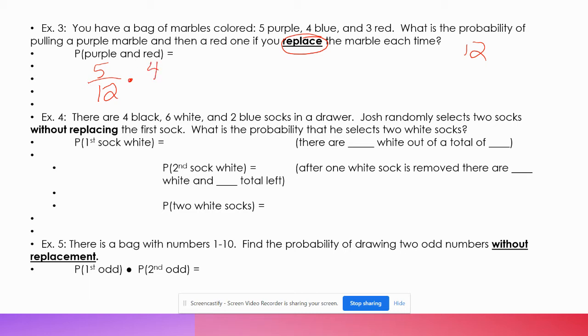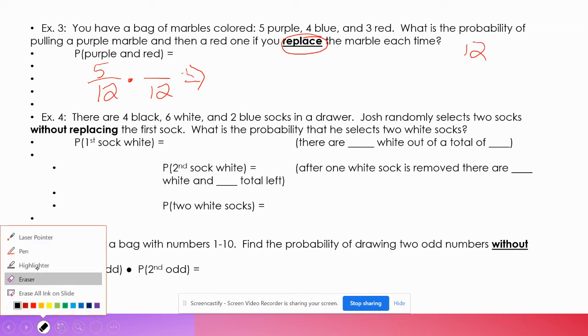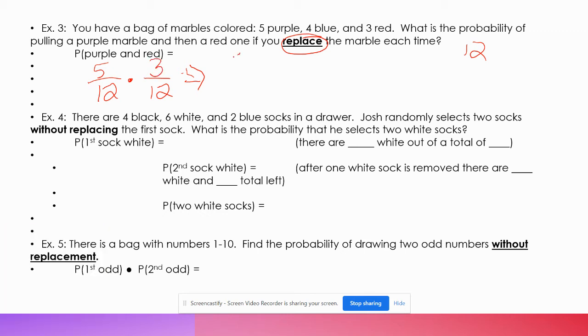And then there's 4 red marbles out of 12. Well, oops, I'm sorry, there's 3 red. Let me fix that. There's 3 red. I'm going to keep that 5 twelfths, but I want to reduce that 3 twelfths to 1/4. Now I can multiply them together. 5 times 1 is 5, and 12 times 4 is 48. So it's 5/48 of a chance.